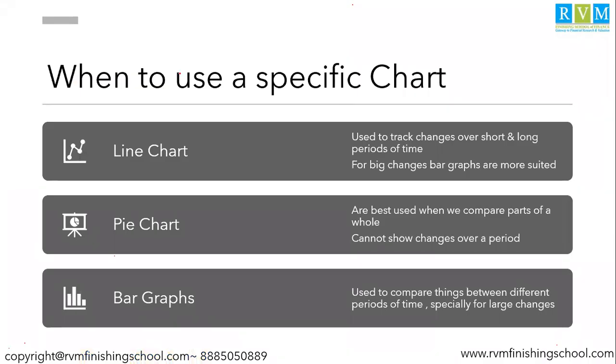Plus minus can happen. Say for example, a line chart. We use it to track changes over a long and short period of time. If the changes are big, then a bar graph is more suitable. If you have a lot of changes like this, spikes happening, then instead of putting it like this, you can put them like this. It becomes easy to read.